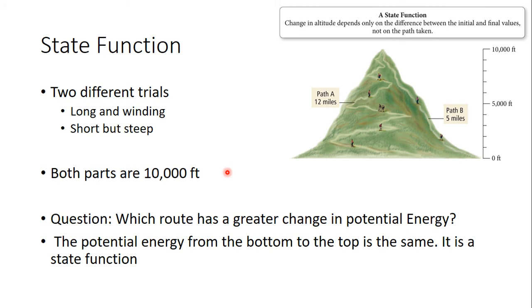Energy is a state function. It doesn't matter if we go on path A or path B. All that matters is we start at 0 feet and we end at 10,000 feet. That's what a state function means. It doesn't matter how you get there, it just matters your final and your initial states.